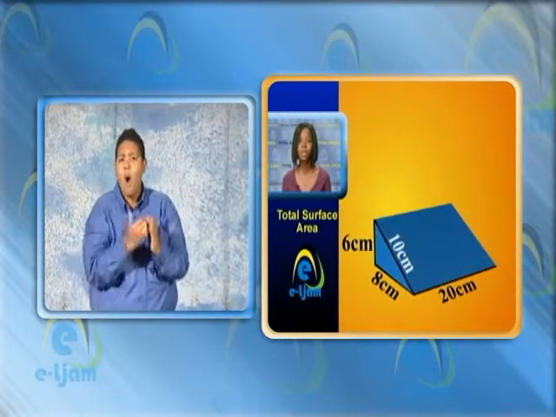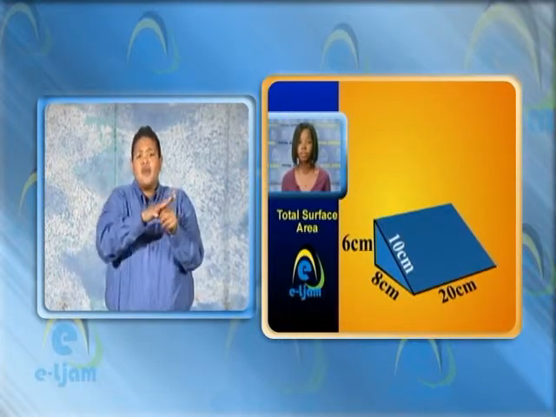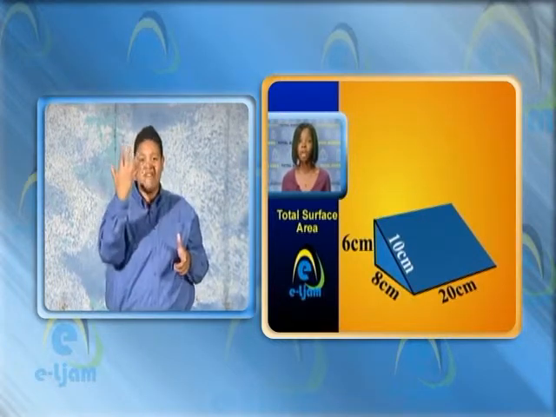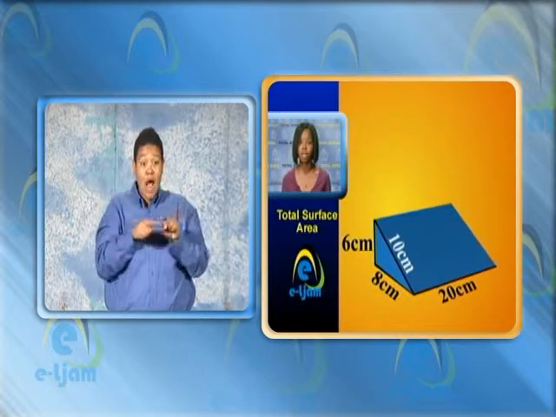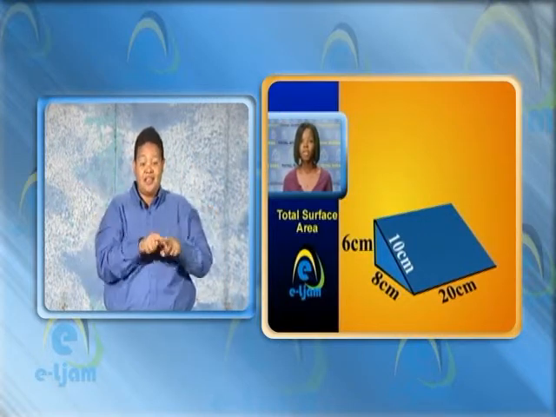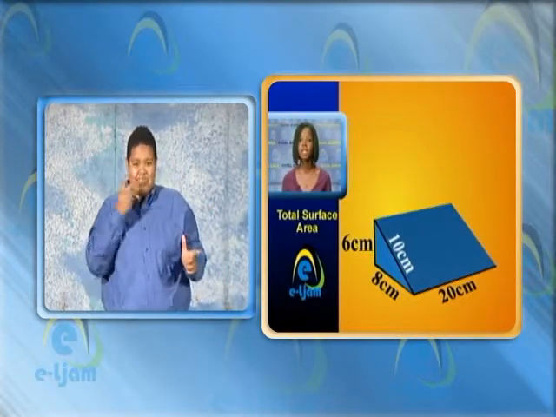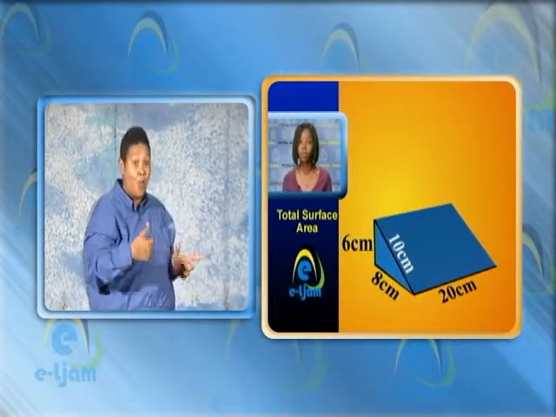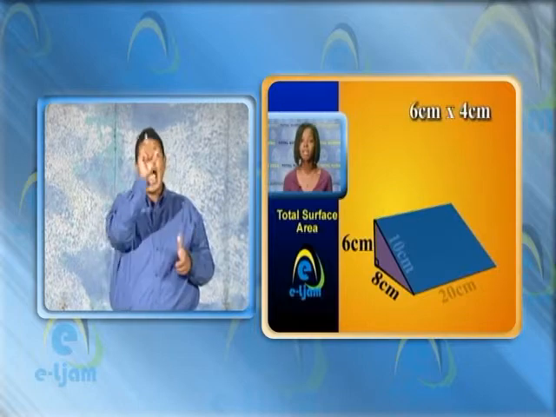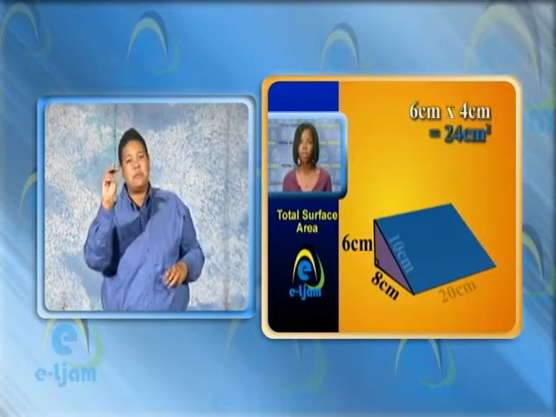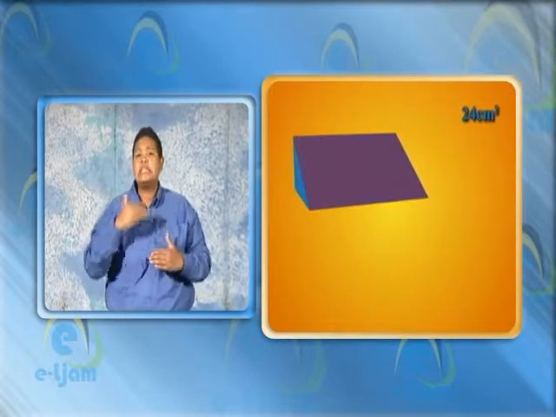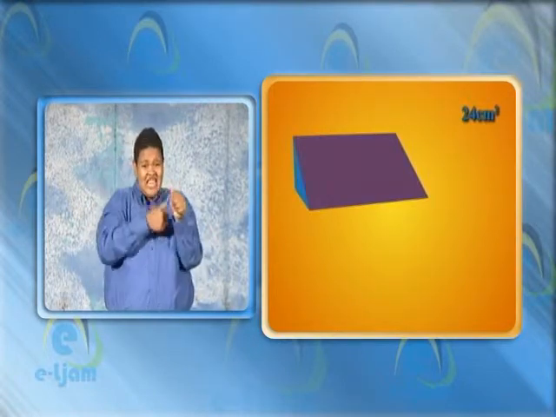How would we find its total surface area? The wedge has 5 faces, 2 triangular and 3 rectangular. Looking at the cross-section, we see that it is triangular. So we find the area of the triangle, which would be half times 6 centimeters times 8 centimeters equals 24 centimeters squared. Next, we find the area of each of the rectangular faces.